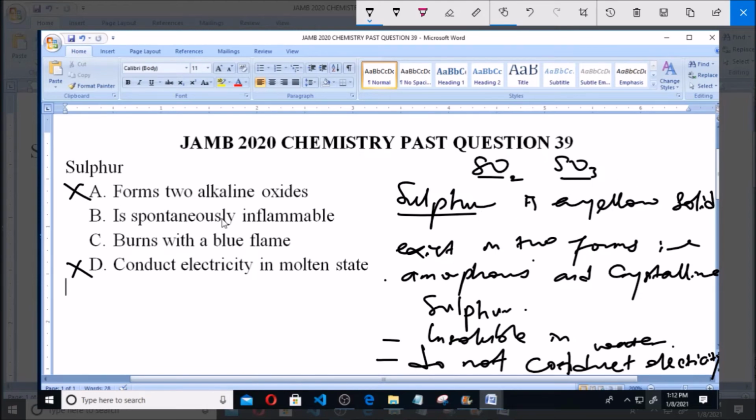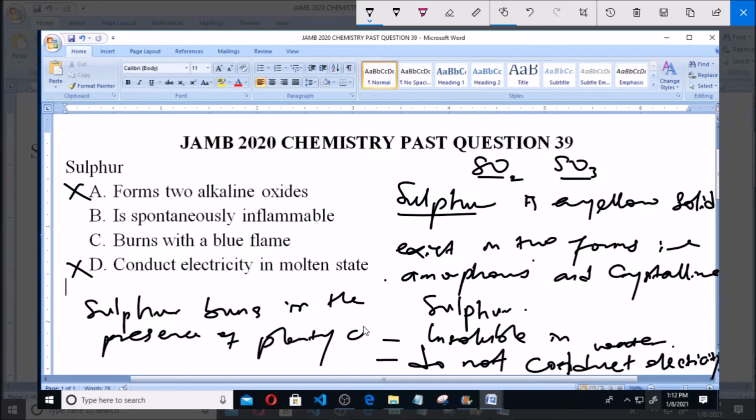Option B says it's spontaneously inflammable. Sulphur is not spontaneously inflammable. Sulphur only burns in the presence of plenty of oxygen. When there's enough O2, when there's enough oxygen, that's when sulphur burns, which is not spontaneously inflammable.